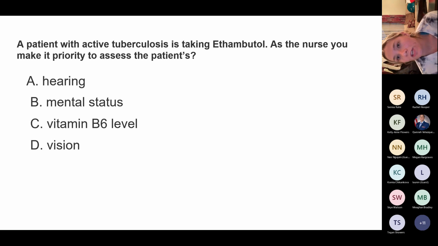A patient with active tuberculosis is taking ethambutol. As the nurse, you make it a priority to assess the patient's what? What will we be assessing on ethambutol?